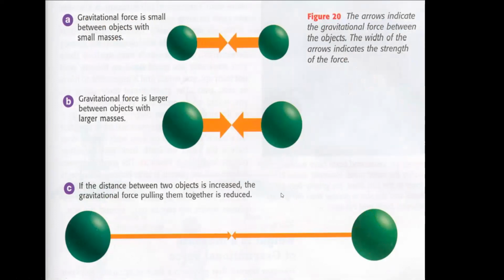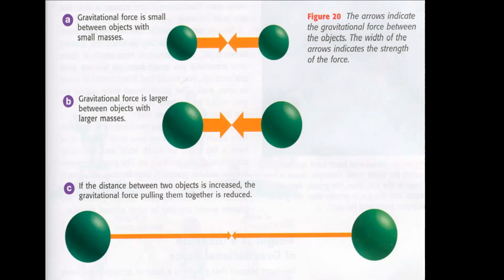Now here you have these three masses. The arrows indicate the gravitational force between the objects. I told you that the gravitational force is small between objects with small masses. Look at the width of the arrow: it shows less strength than the second case. Since the two masses are small, the gravitational force is small. But when I increase the masses, the gravitational force will be larger.